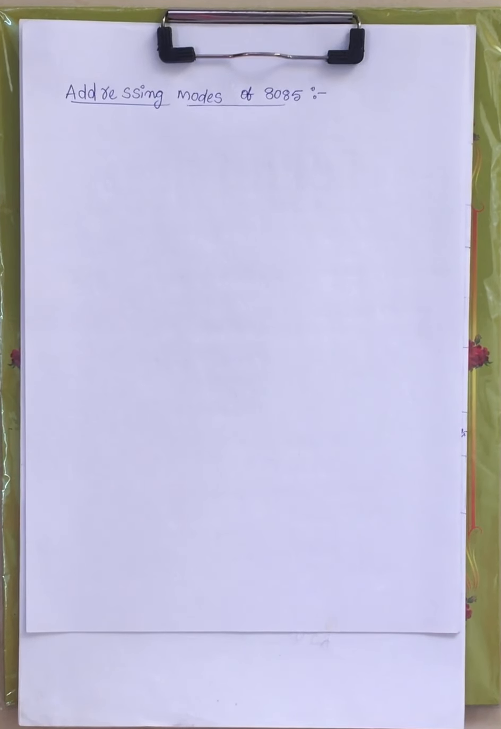Now coming to the next lecture, that is addressing modes of 8085. We have seen in the previous lecture the total instruction set. We have seen around 50 to 60 instructions, and those are classified into 5 different groups. First we have seen the data transfer group of instructions. After that we have seen the arithmetic group of instructions.